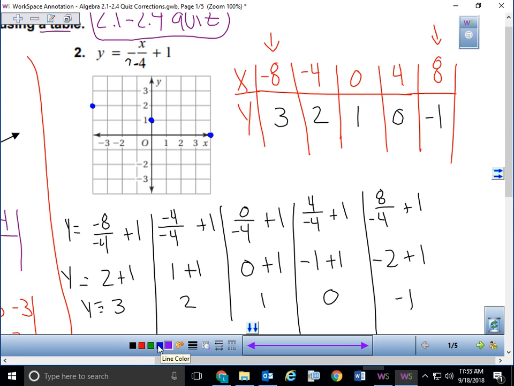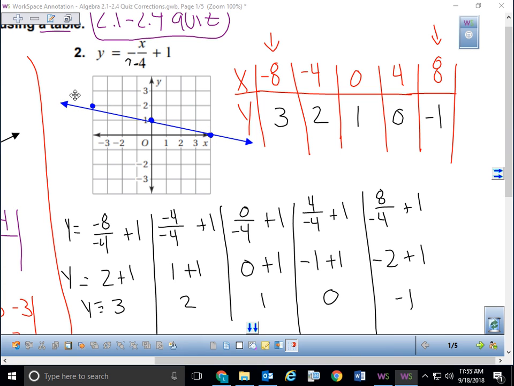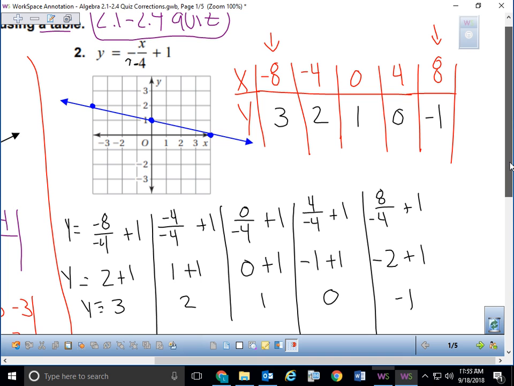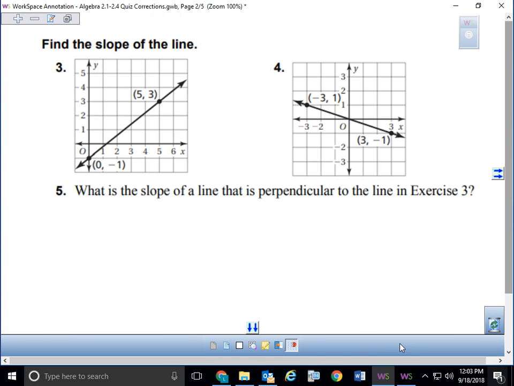We're going to play a little connect the dots. Do your best with your straight edge, and hopefully your graph looks a little bit nicer than mine. Hopefully your line goes through your points a little bit nicer than mine. But there you go. Questions 1 and 2.